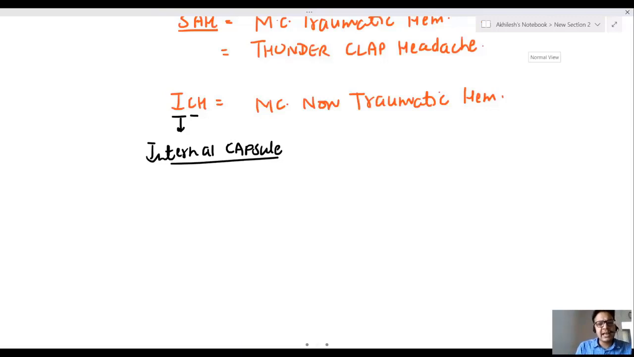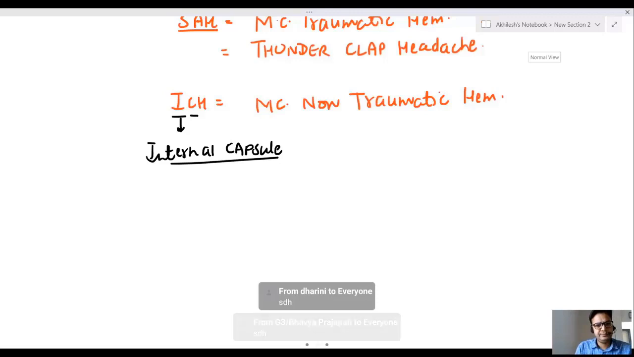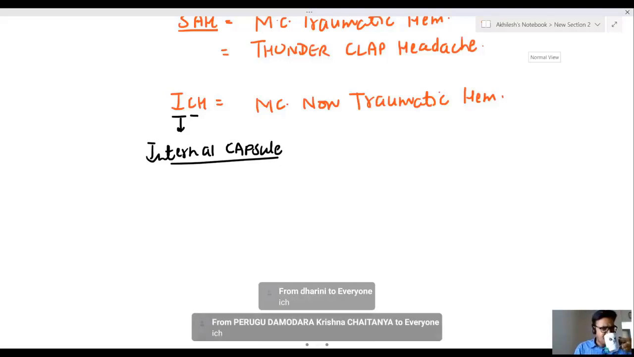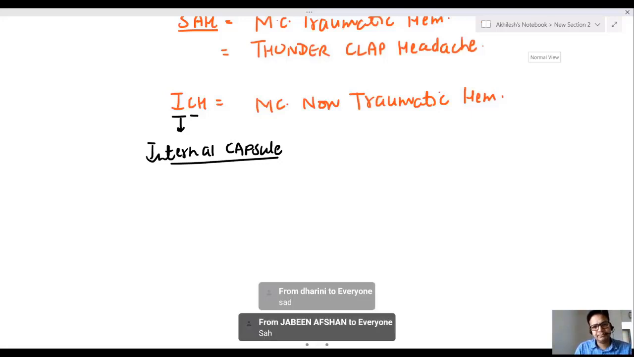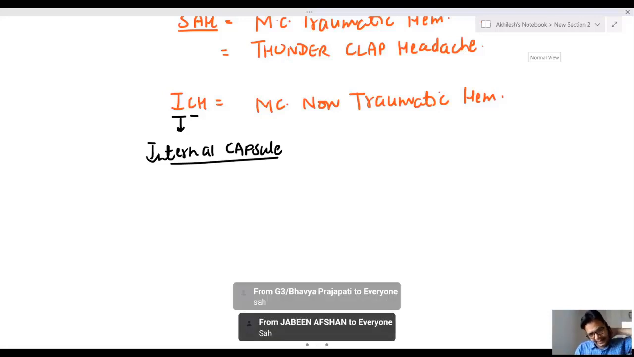Alcoholic and boxing injuries have a common hemorrhage. What is the name of that hemorrhage? Subdural. Which is the most common non-traumatic hemorrhage? ICH. Most common traumatic hemorrhage? SAH. Thunderclap headache is a symptom of SAH.